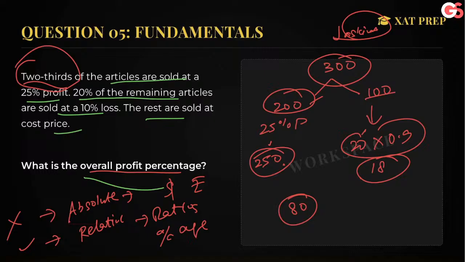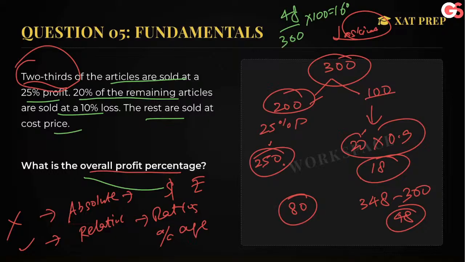So 250 plus 80 is 330, plus 180 is 510. Minus 300, you get 210. So overall 210 rupees profit on 300. That comes out to be 70%. All right. Now 5 questions are over.